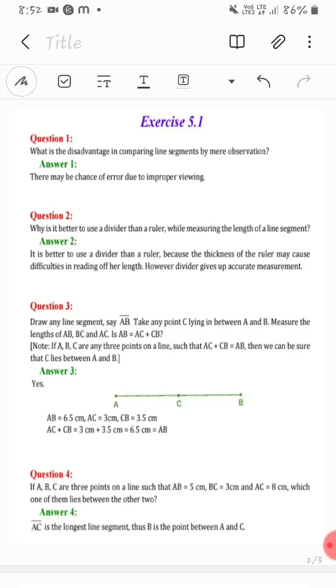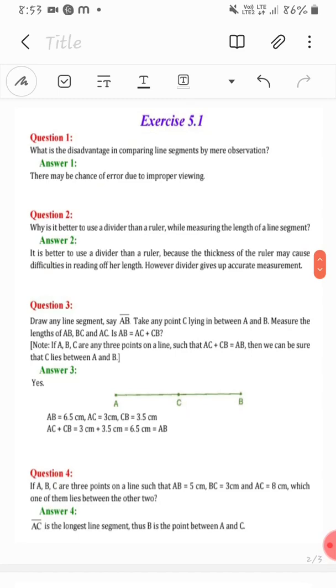What is the disadvantage in comparing line segments by mere observation? As you all know, what is a line segment? It is a part of a line which has a definite length. So what is the disadvantage in comparing line segments by mere observation? Simply, we cannot say this much is 5 centimeter or this much is 4 centimeter. We have to have an accurate measurement.